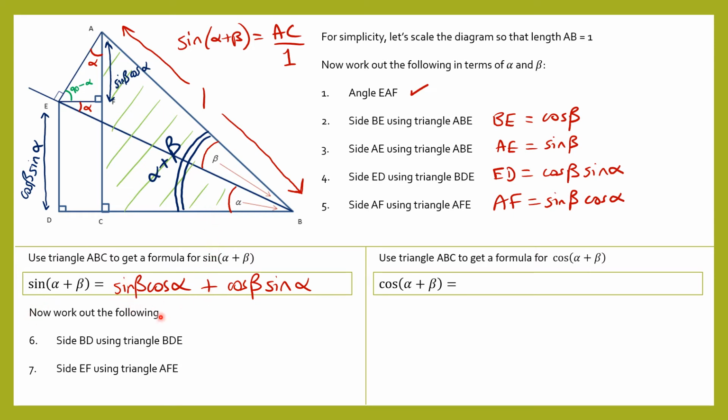On we go. Now work out the following. Side BD, using triangle BDE, and side EF, using triangle AFE. So pause the video and try and work out those two things. Right then, side BD, triangle BDE, I've shaded that in. So BD is the side that is adjacent to the angle alpha.